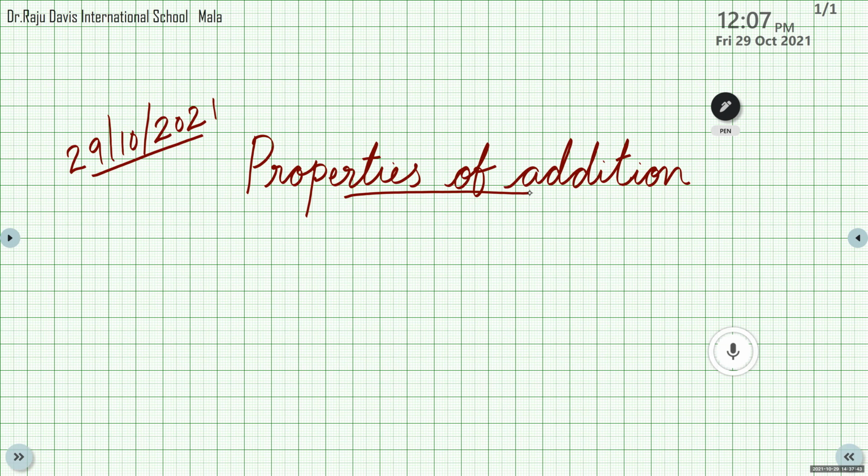What is the spelling? Properties. Properties of addition. Elroy, finish? Elroy Joby? Ma'am, properties spelling. Properties of addition. Done, ma'am.